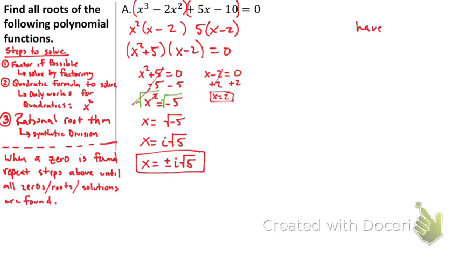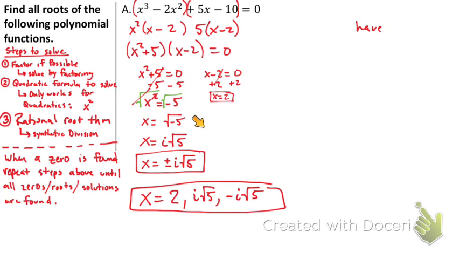So my first answer is a number we can easily comprehend. It's 2. My second answer is going to be i square root of 5. And then my third answer is negative i square root of 5. And there we go. We now have 3 answers. So it's very important to remember, anytime we're dealing with a complex answer like i or an irrational number, something that cannot be square rooted, there's always a positive and negative. These are called conjugates.